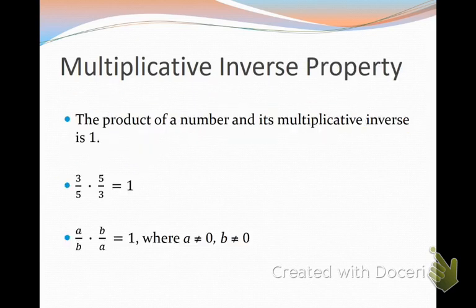All right, so the multiplicative inverse property says that the product of a number and its multiplicative inverse is going to be 1. And we saw this yesterday in the chart at the beginning of lesson 2. You take 3/5 and you multiply it by 5/3 and your answer will be 1. The same applies with the variable. A over B times B over A equals 1, assuming that A and B do not equal 0. All right, so it's just this concept of reciprocals. And when you multiply by a reciprocal, it reduces down to 1.